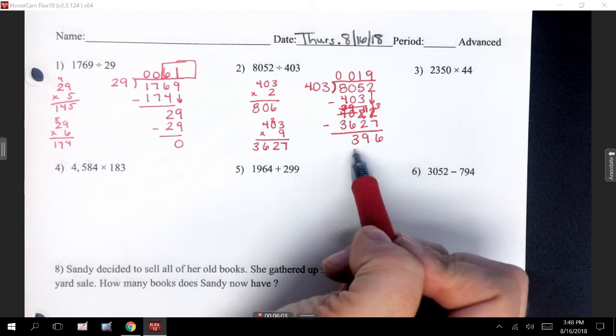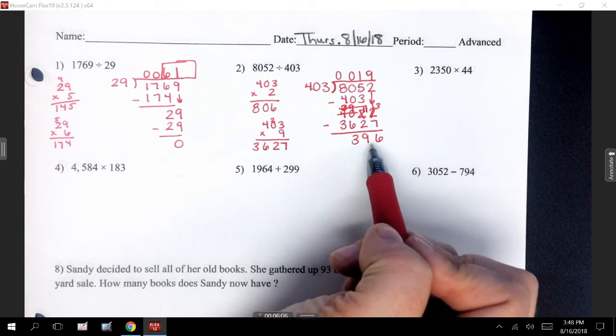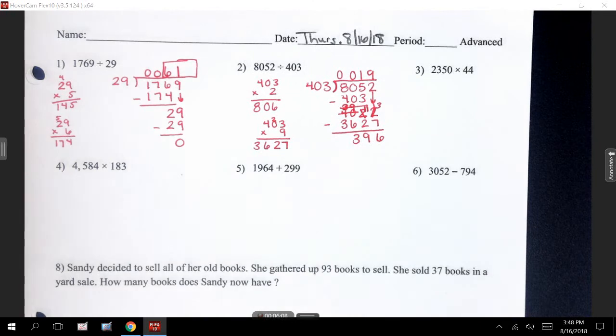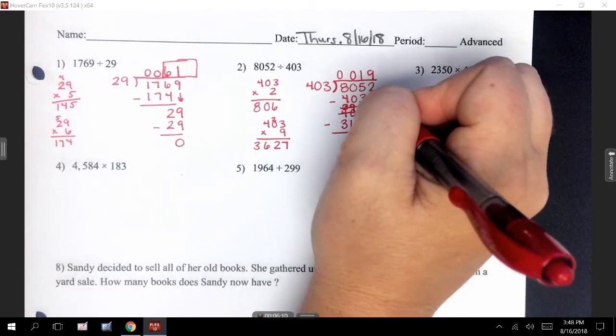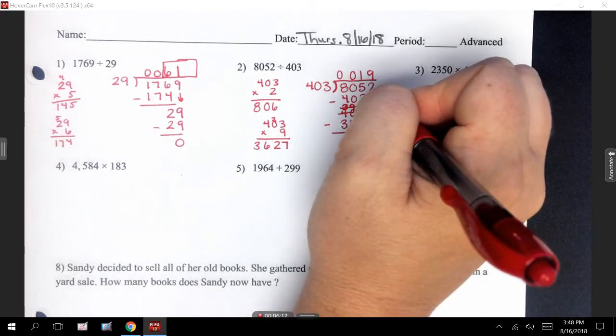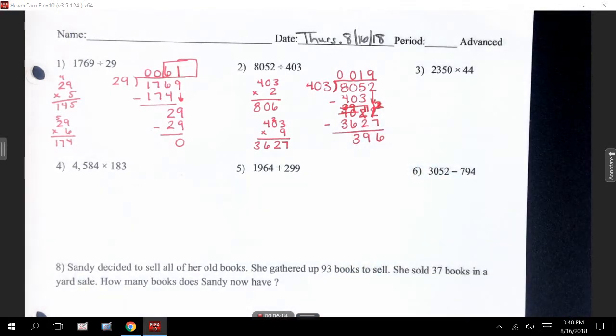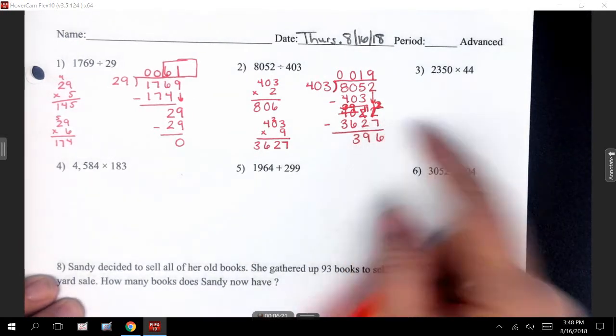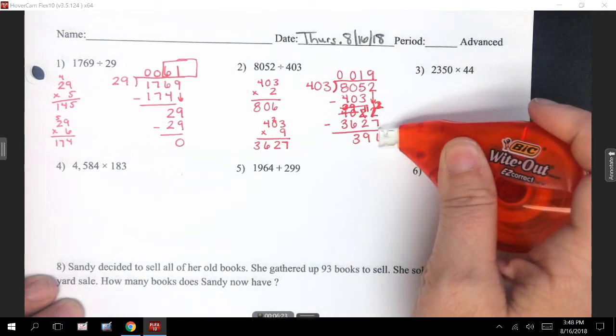Is 396? Why did I have a 3 there? I am so sorry, guys. Look, this should have been a 2. Look, see, even your math teacher makes mistakes. Goofy. I'm so sorry. I hope that didn't mess us up. This was obviously a 2. I don't know why I went and changed it to a 3.